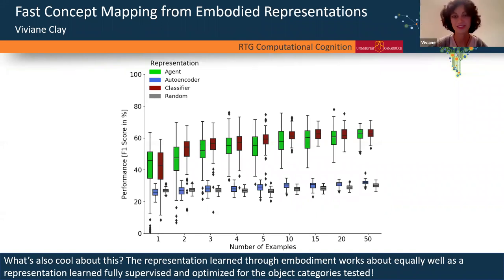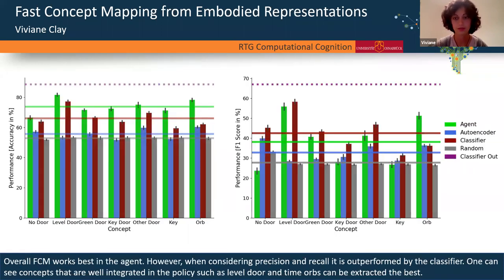I was also surprised that the agent is almost on the same level as the classifier there. Here is a plot of the different object categories that I tested. You can see that the agent performs better on objects that are well integrated in its policy. So for example, the level door and the orb work really well to extract, while for example, the concept no door can't be extracted at all. It's even worse than chance performance because no door is just not really a concept you use for an action policy.